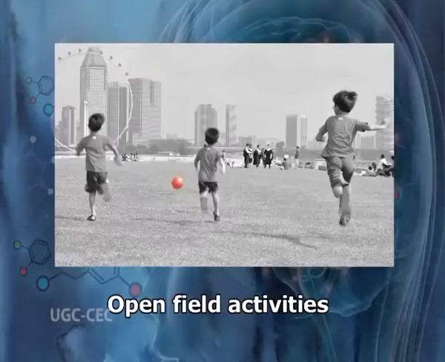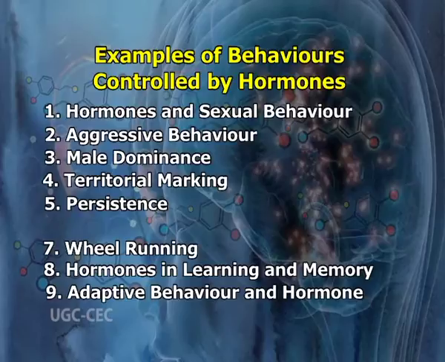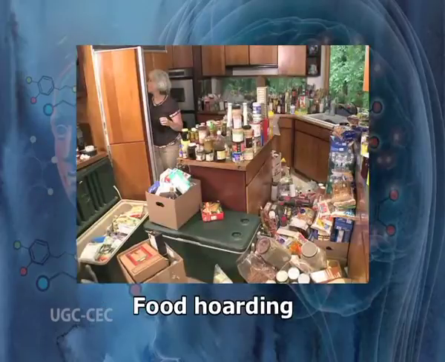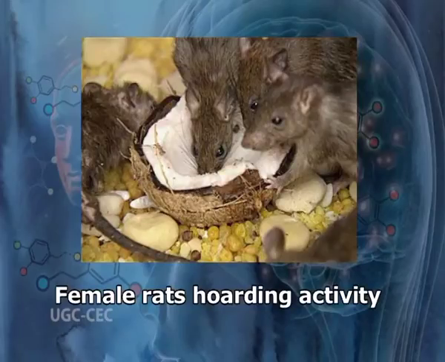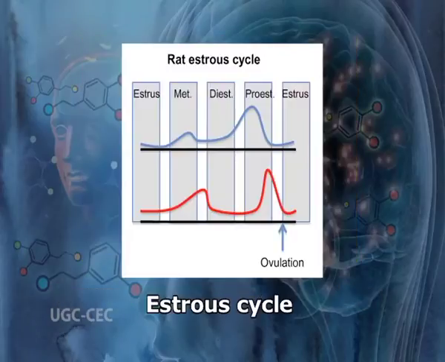Testosterone increases persistence in animals for a variety of tasks such as searching, discrimination and open field activities. Number 6, hoarding. Food hoarding is associated with females or with female hormones. Food hoarding by male gerbils increased by castration and decreased by injecting testosterone. In female rats, hoarding activity is associated with their estrous cycle.